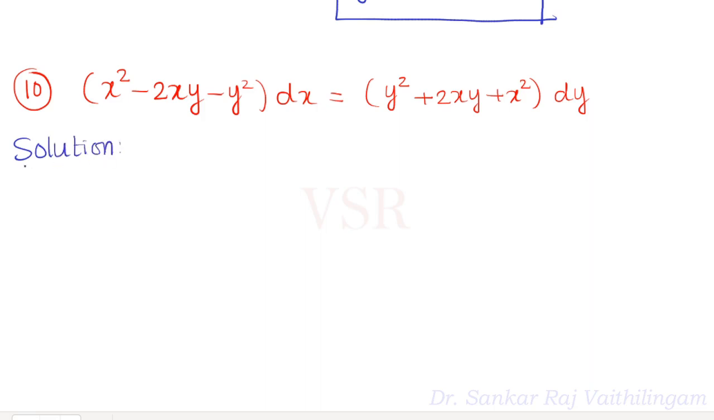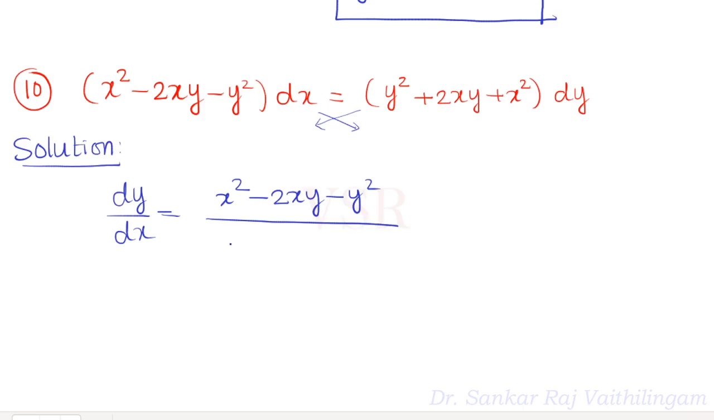எப்படி சால்வ் பண்ண போறேன்? dy by dx அப்படின்னா இதுக்கு இங்க கொண்டு வந்துட்டேன். அப்போ இது எங்க கொண்டு வரணும்? அப்போ which is equal to x square minus 2xy minus y square divided by y square plus 2xy plus x square. So this is my differential equation.